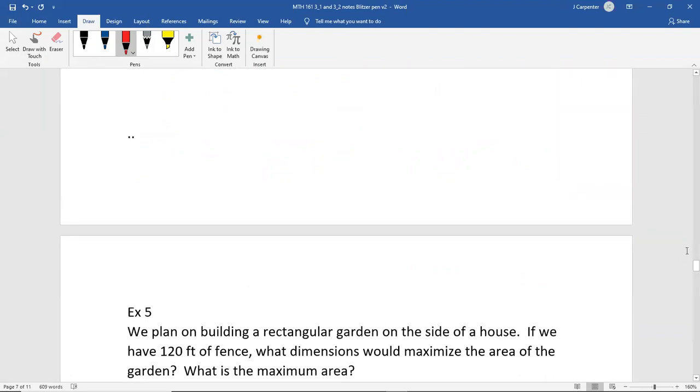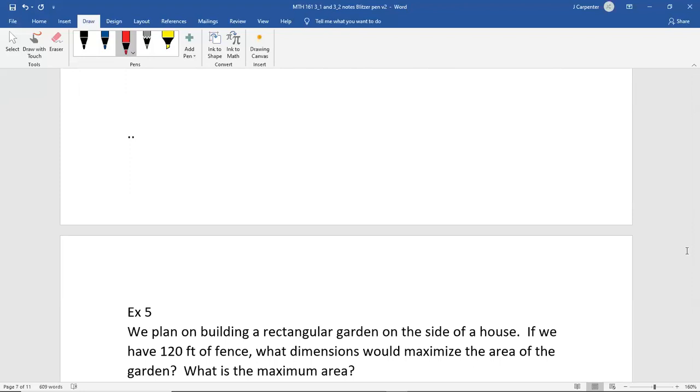So example 5. We plan on building a rectangular garden on the side of a house. We go to Home Depot or Lowe's or wherever, and we buy 120 feet of fence. And we go, we're not going back. Our buddy with the trailer's already left, so we're not going back. We got 120 feet of fence, that's it. What dimensions would maximize the area of this garden? And then what is the maximum area?